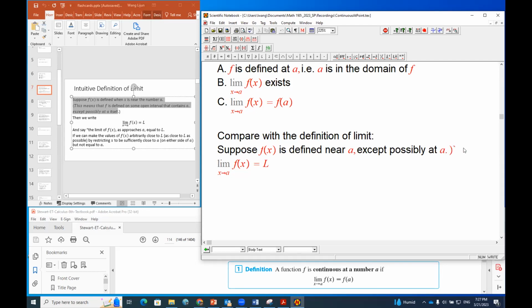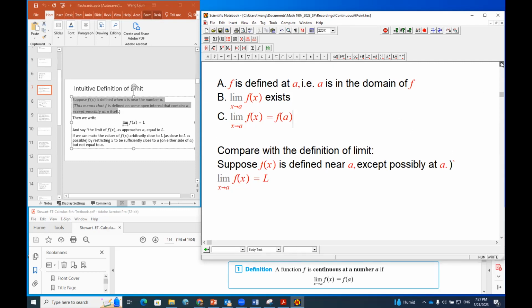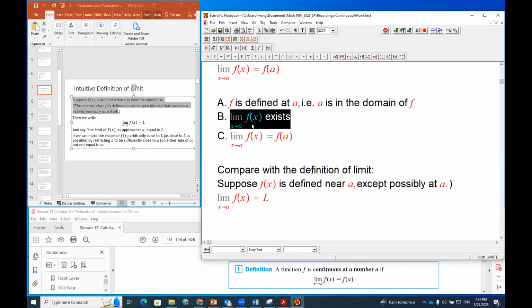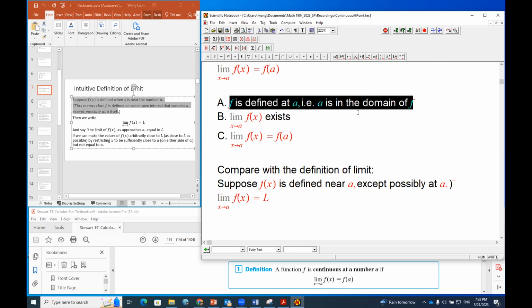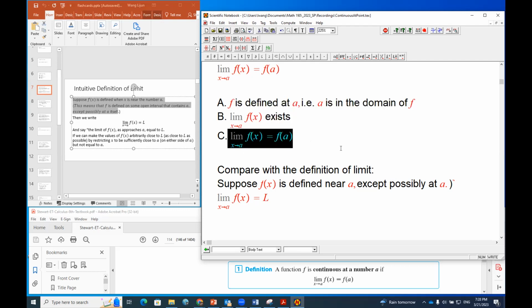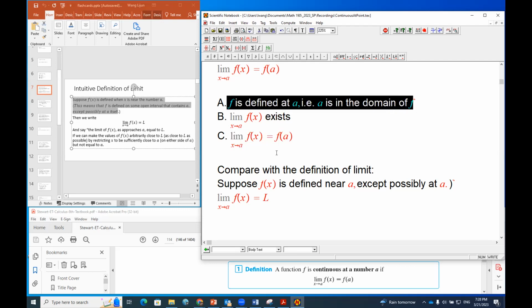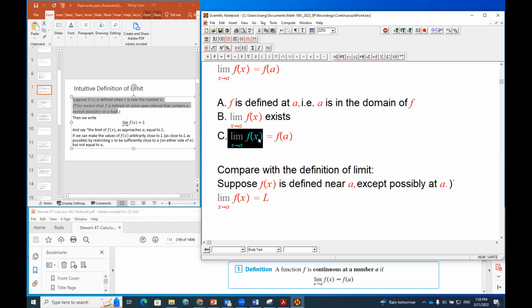You can compare these two definitions. You can see, having the limit exist is just one of the conditions for a function to be continuous. So if a function is to be continuous at A, then we need two more conditions. One, it has to be defined at A. Number two, the limit must be the same as the function's value at A.